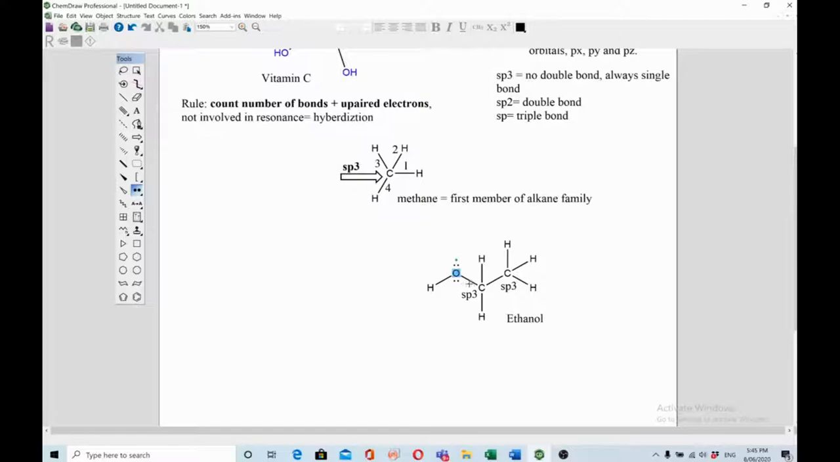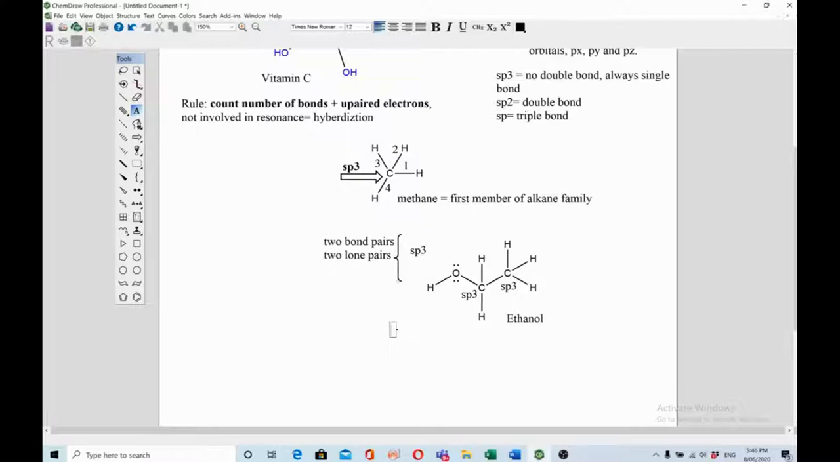So there are a total of 4, 2 bond pairs and 2 lone pairs, meaning the total 4 equals 4, and that is sp3 in both cases. So if you have 2 bond pairs and 2 lone pairs, the hybridization will be sp3. Be careful with resonance. We will come to the later part of this video where I will describe resonance.